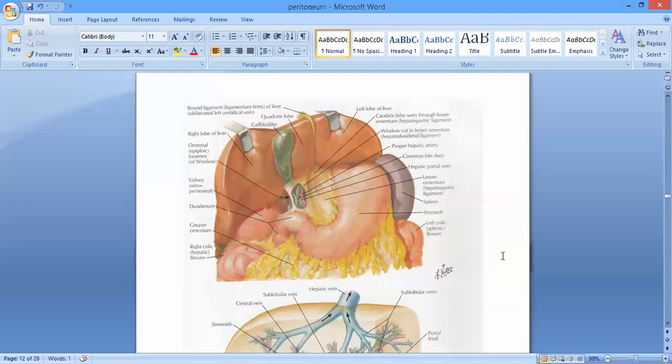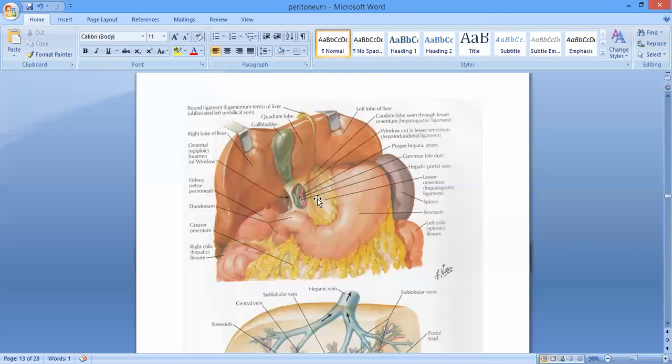Again, omentum. Define the omentum. Who will define the omentum right now? What is omentum? The two-layered fold of the peritoneum that is going to connect the stomach with the other organs. Okay? The greater omentum is going to connect the stomach with the transverse colon, whereas the lesser omentum is the fold of peritoneum that extends from the lesser curvature of the stomach to the undersurface of the liver. Here you can see this.